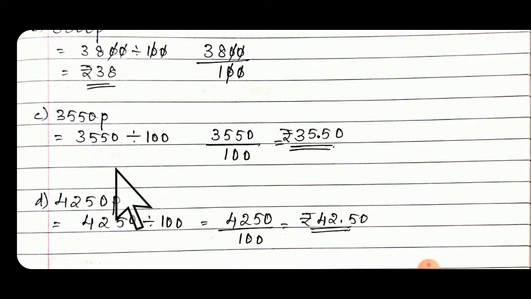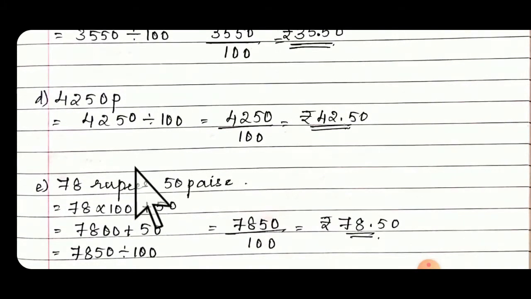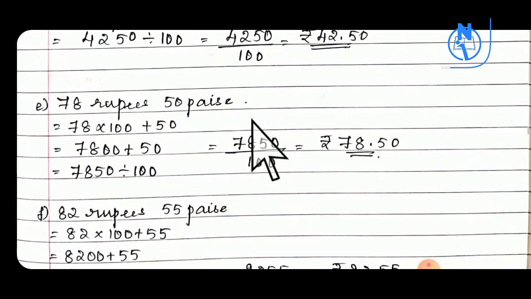C. 3550 paise divided by 100. So 2 zeros means 2 zeros are cancelled below. So 1, 2, keep the decimal point here. So rupees and paise get separated. Next, 4250 paise divided by 100. So after 2 digits, keep the decimal point. So it becomes 42 rupees and 50 paise.